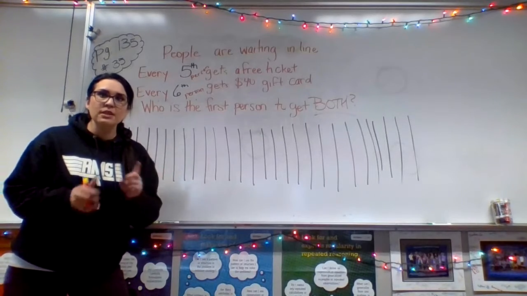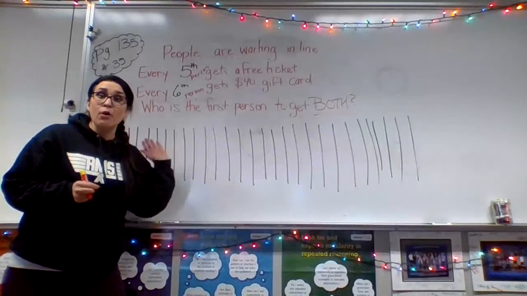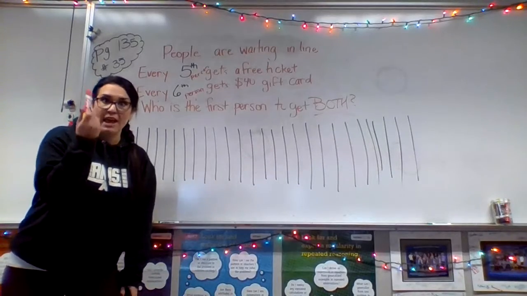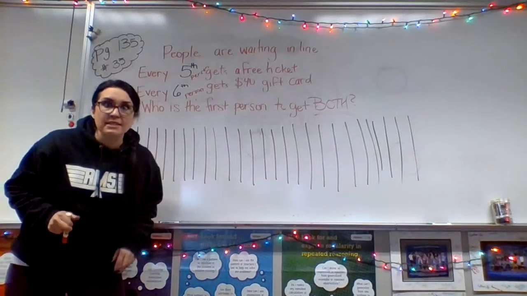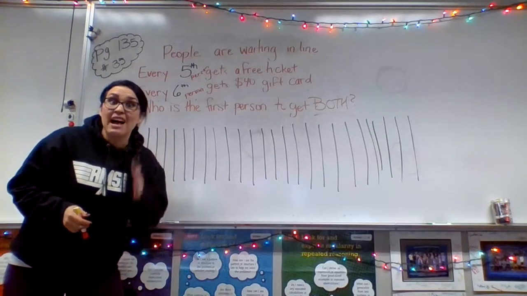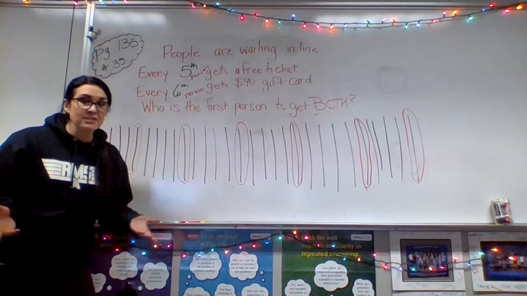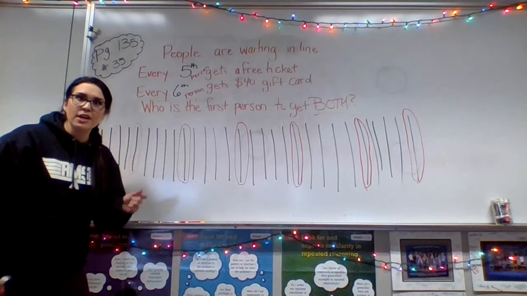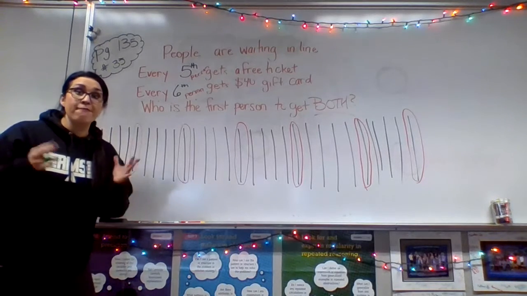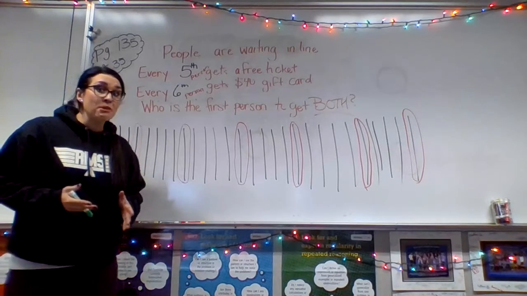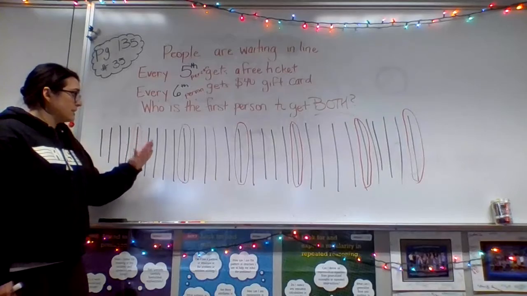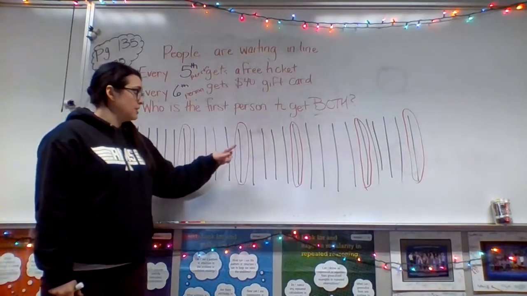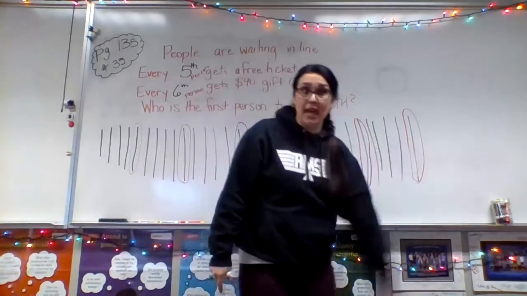So every fifth person gets a free ticket. So I'm going to go through here and I'm going to take red and circle every fifth person that's in line, and that represents that free ticket. All right, my friends, so what I did is I took my red marker and I circled every fifth person in line, and that's representing the people who are going to get that free ticket. So this is a lucky friend who gets a free ticket. This is a lucky friend who gets a free ticket, free ticket, free ticket.